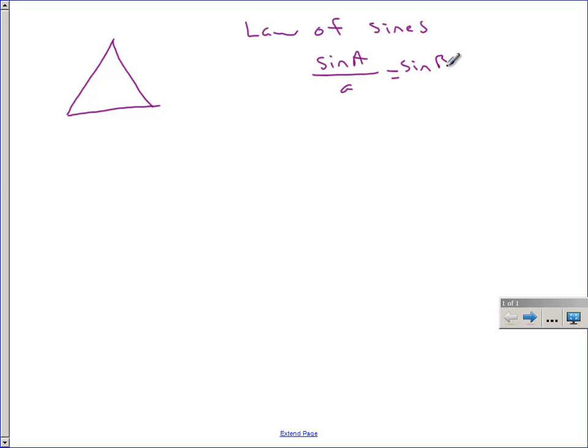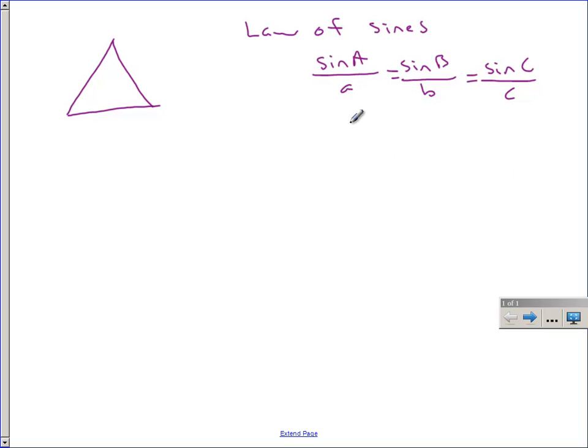So let's say we have a triangle here. I'll title this Law of Sines. I guess I should tell you what that formula is. By the way, that says that the sine of angle A over A equals the sine of angle B over B, and that also equals the sine of angle C over C. We're going to be doing nothing but cross multiplication. You're going to love this.